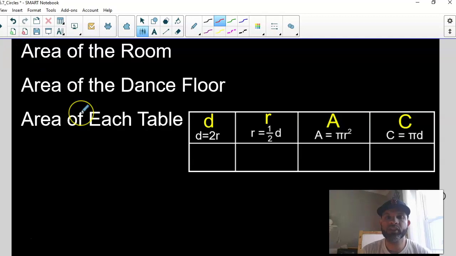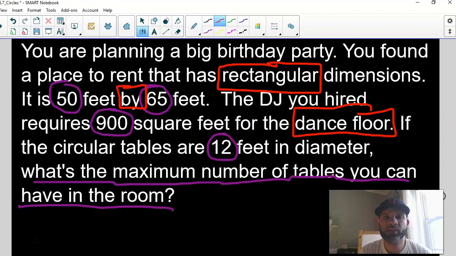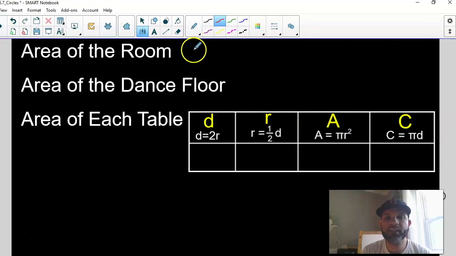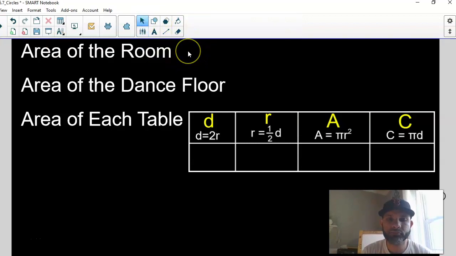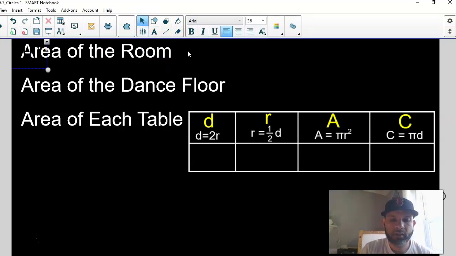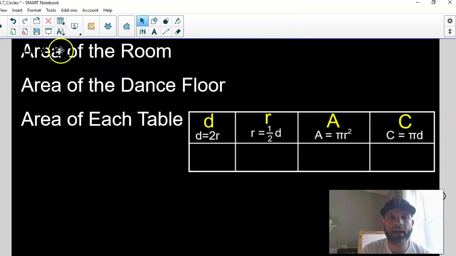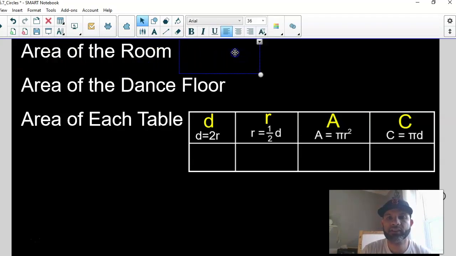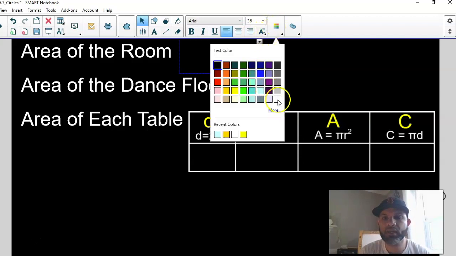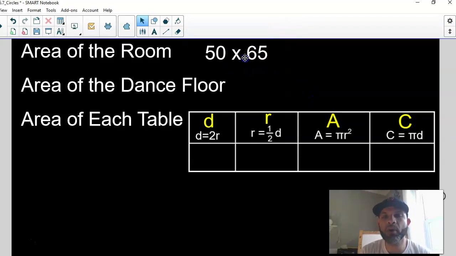Okay, so we're going to break each and every one of these parts down. We're going to talk about the area of the room, the area of the dance floor, and the area of each table. And of course, they're circular. Okay, so the area of the room, it's 50 by 65 feet. What do you think that "by" stands for in this question? Well, it means that we are multiplying.